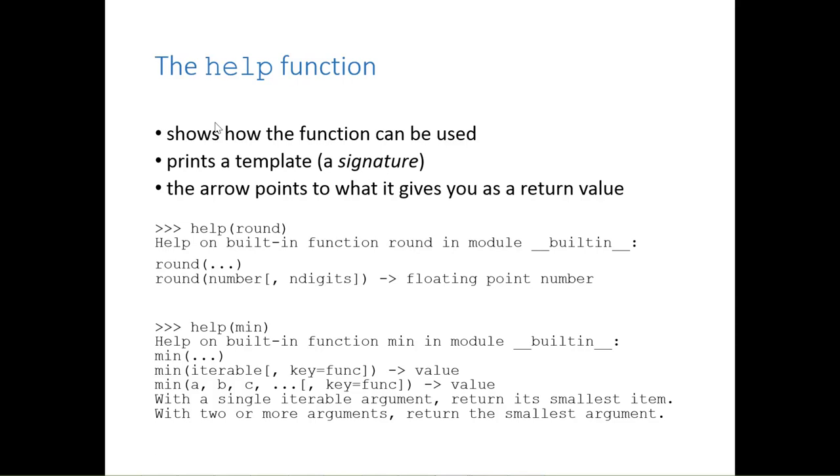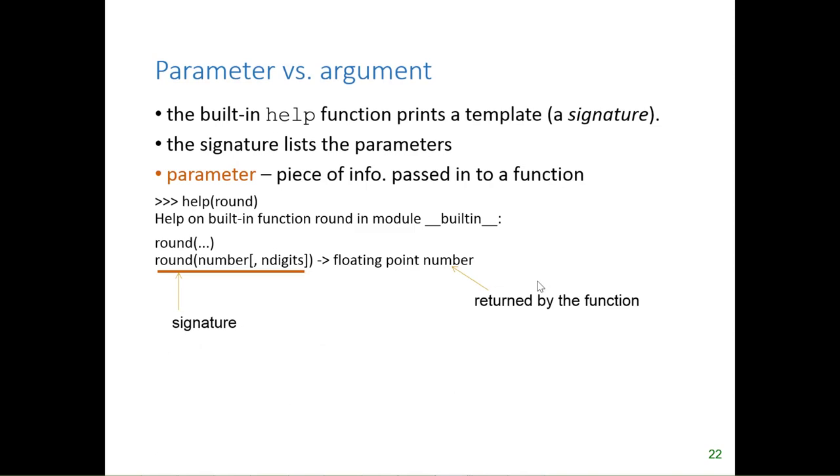So the help function is one of the built-in functions, and that function prints a template, which we also call a signature, which is the blueprint for how the function is to be called. The arrow that you see in the template points to whatever value will be returned. Let's look at that a little bit more closely.